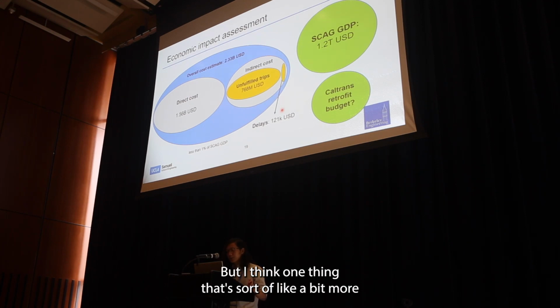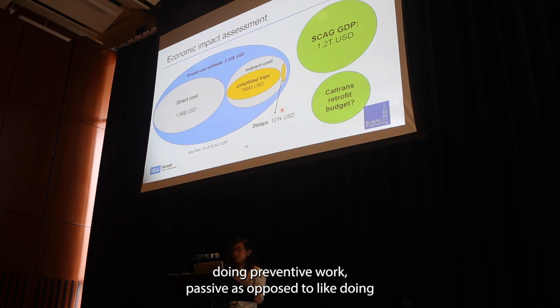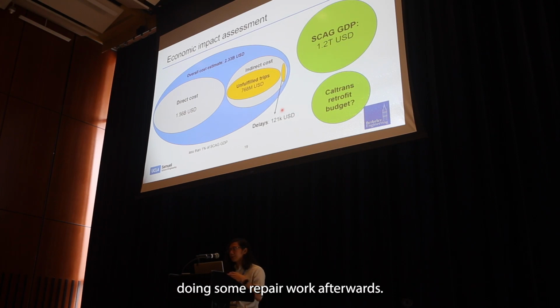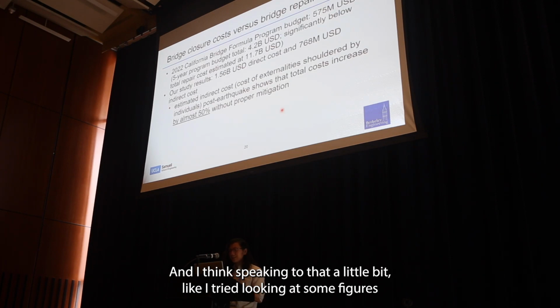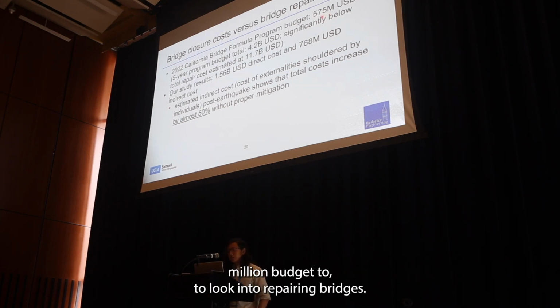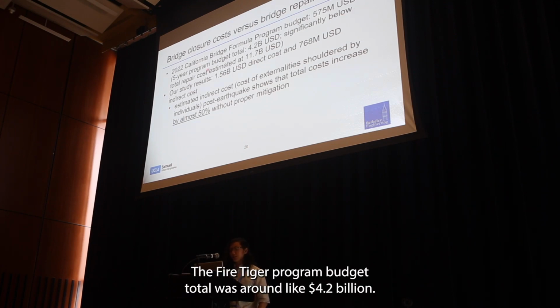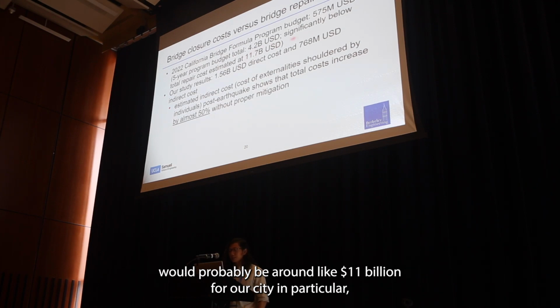But I think one thing that's a bit more useful is comparing it to something like a retrofit budget, or the advantages or disadvantages, the trade-off of doing preventive work as opposed to doing repair work afterwards. Speaking to that, I looked at some figures. For example, in 2022, there is a $575 million US budget to look into repairing bridges. The five-year program budget total was around $4.2 billion US, even though they also estimate that the total repair cost would probably be around $11 billion US.